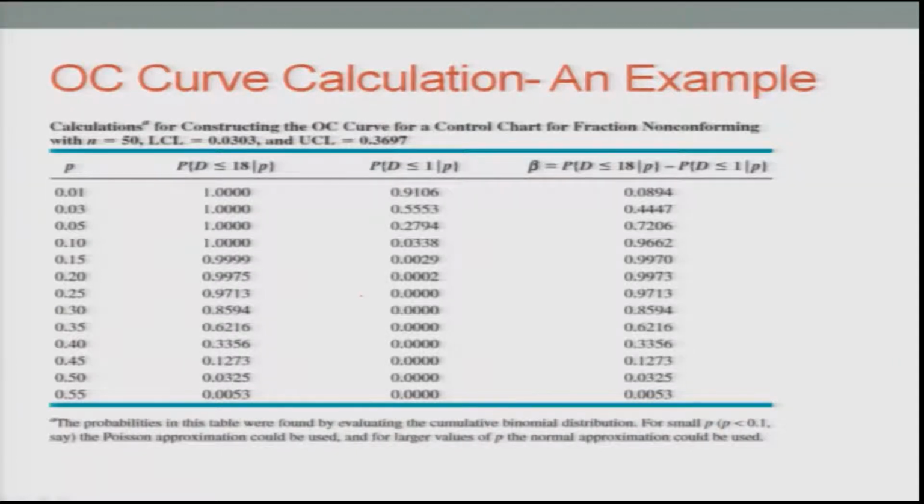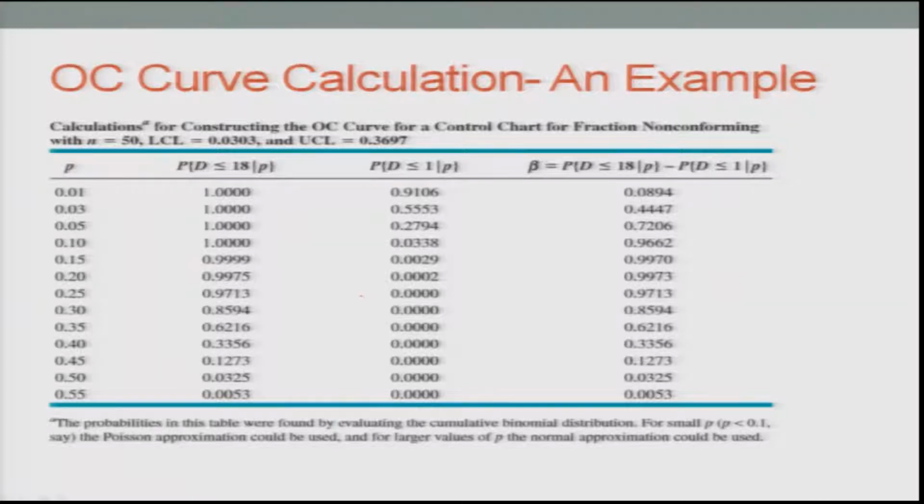So we are trying to find out the calculation for the construction of the operating characteristic curve for a control chart for fraction non-conforming, considering that n is 50, lower control limit is 0.03, which is about 3%, and upper control limit is basically about 0.3697, which is about 40%.